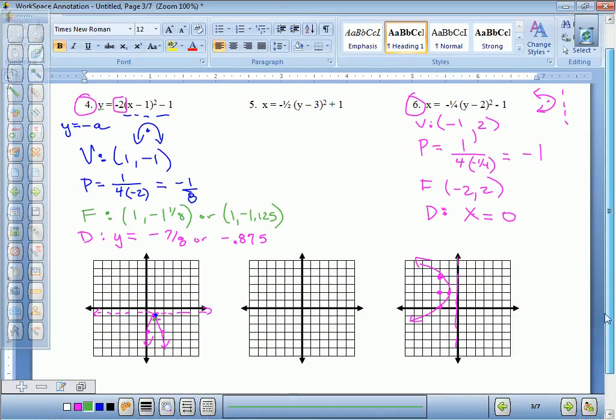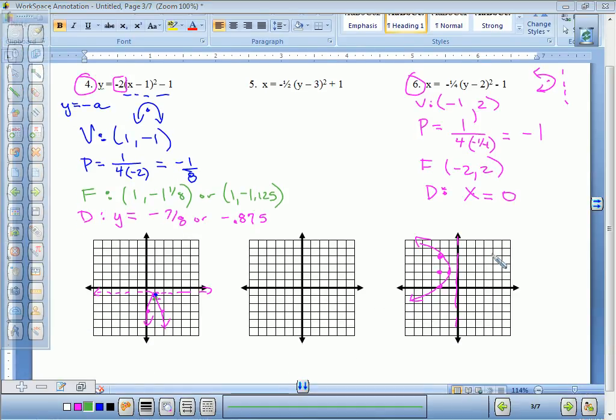Okay. Go ahead and check 4 and 6. 4 and 6, and then we'll do 5 together. Mine is correct. Wait, is it? Yes.